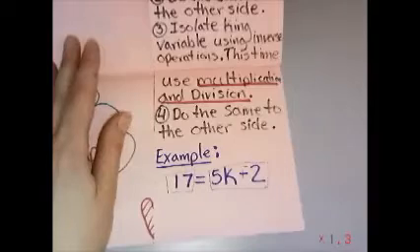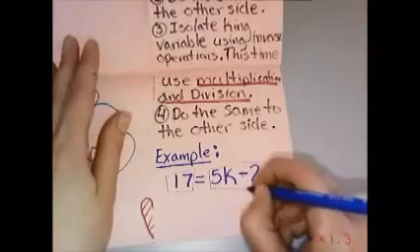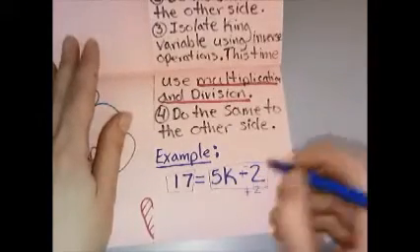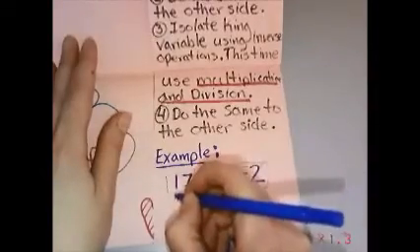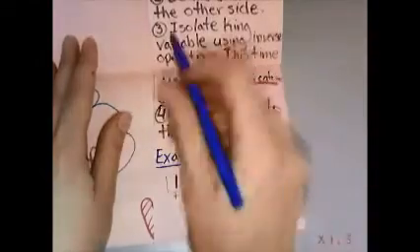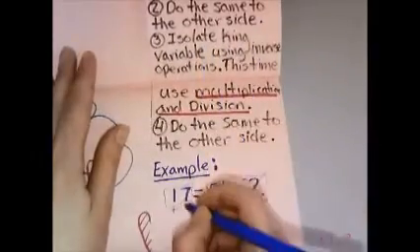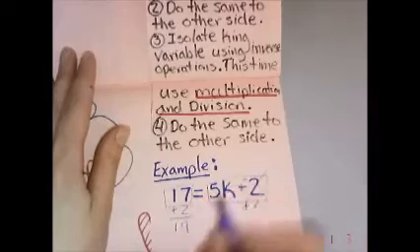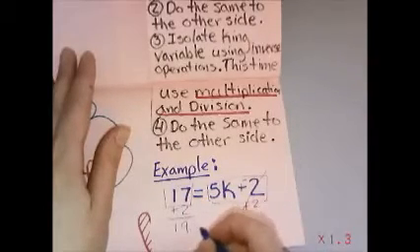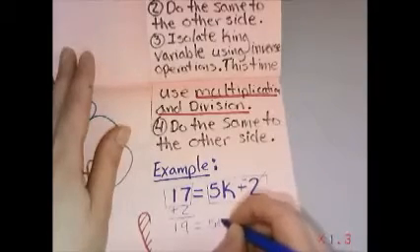So I have a negative 2. How do I cancel out a negative 2? By adding 2. So I'm going to add 2 to the right side, and that's going to cancel out. And now I'm going to do rule number 2, which is do the same to the other side. And I'm going to add 2 to the other side. Now I have 19 on my left, and I still have 5k on my right.